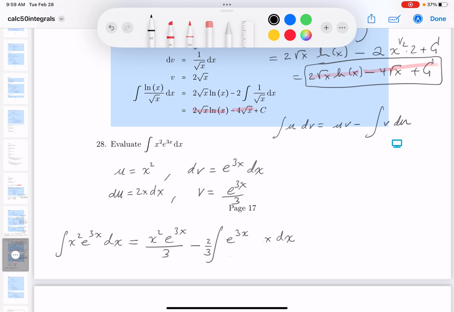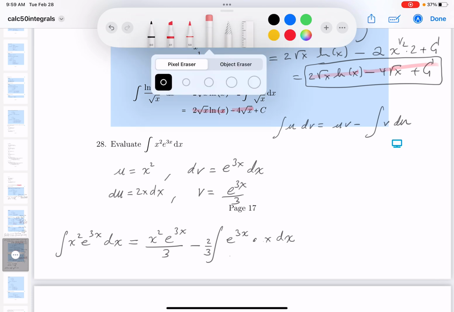This is typical of the problem. You have to ask yourself, has the integration gotten easier? And it has gotten easier. Before it was a square, now it's just a linear. So I'm going to do the integration by parts again. So I want to erase something because I'm not going to do this again.